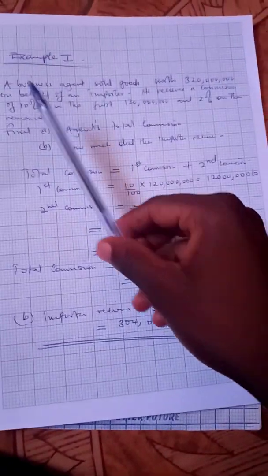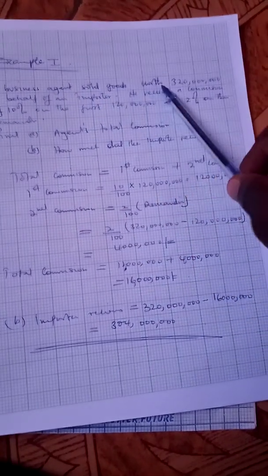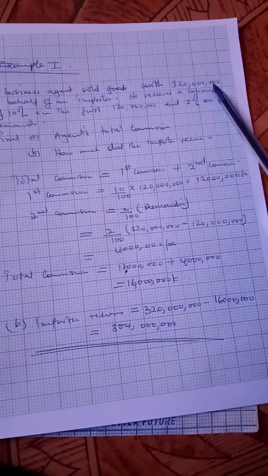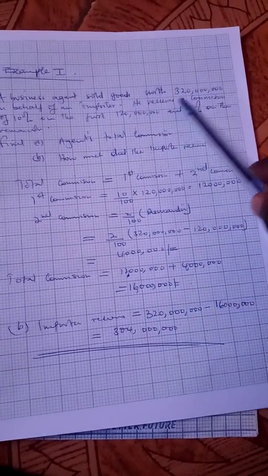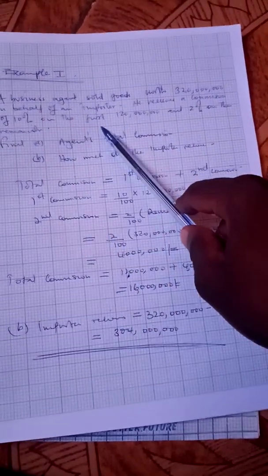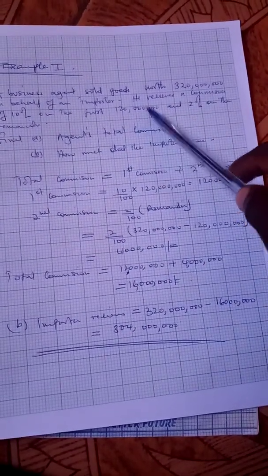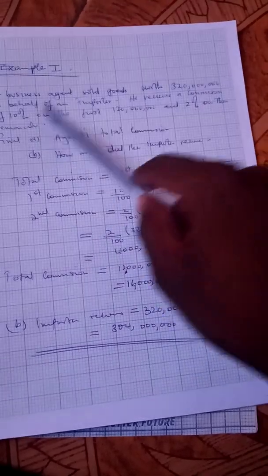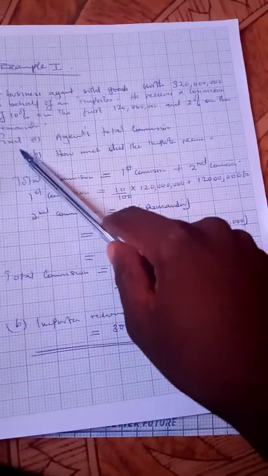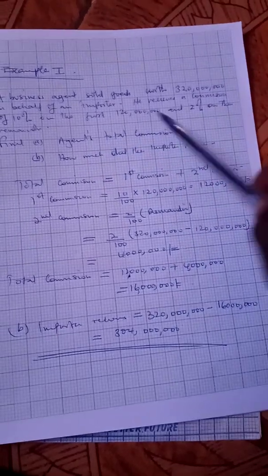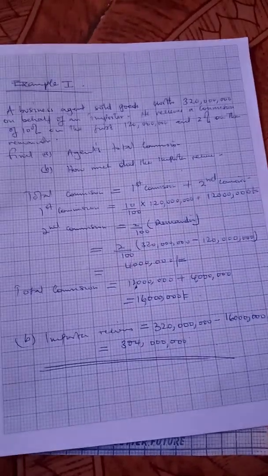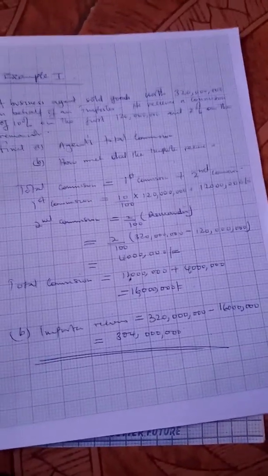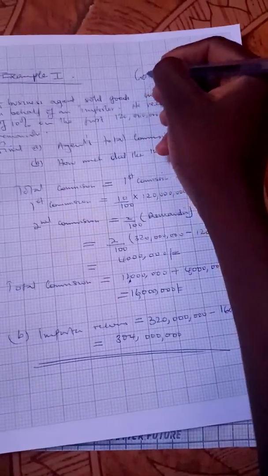So for the first example on commission, they said a business agent sold goods worth 320 million on behalf of an importer. He received a commission of 10% on the first 120 million and 2% on the remainder. Then the question is, find A, the agent's total commission. B, how much did the importer receive?